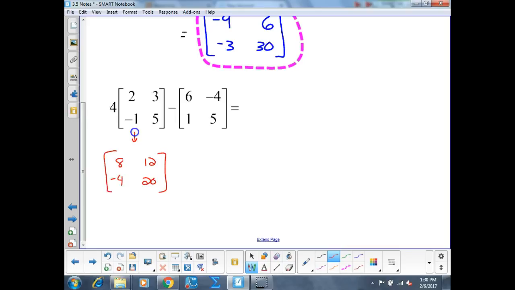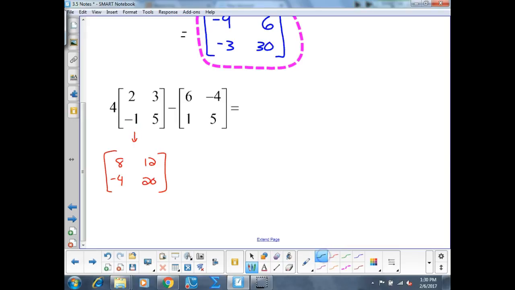When you're reading matrices, left to right, top to bottom. Okay? It helps if you give the dimension first too. So here I would say, if I was reading this to you, that it's a 2 by 2 matrix, 8, 12, negative 4, 20. So that you know when to jump to the next row.